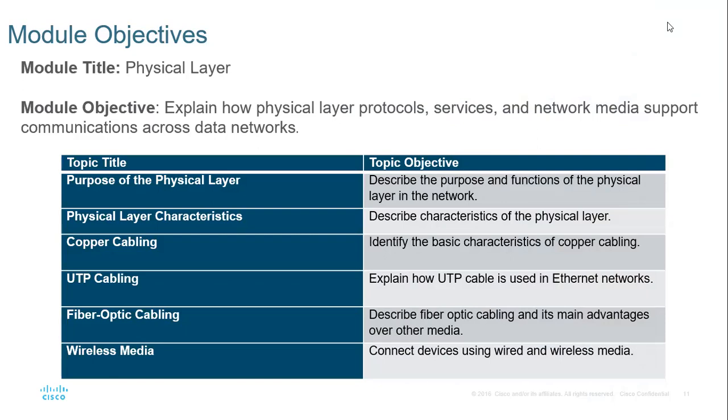Copper cabling: identify the basic characteristics of copper cabling. UTP cabling: explain how UTP cable is used in Ethernet networks. Fiber optic cabling: describe fiber optic cabling and its main advantages over other media. Wireless media: connect devices using wired and wireless media.